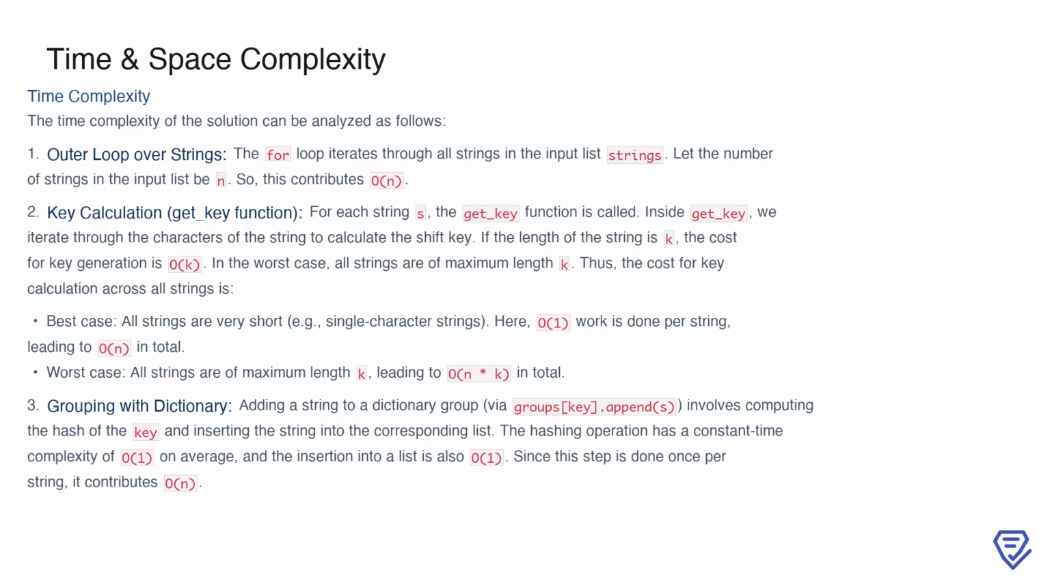In the best case, where strings are very short, such as single character strings, this step contributes n in total. However, in the worst case, where all strings are of maximum length k, the cost adds up to n*k. Finally, grouping strings by their keys involves adding each string to the dictionary. Since hashing the key and appending to a list are constant time operations on average, this step contributes another n overall. These steps together give us the basis for the time complexity analysis.